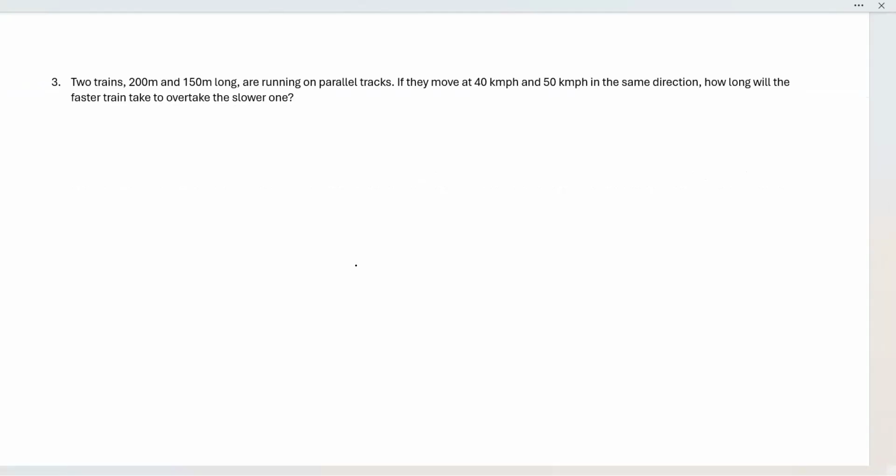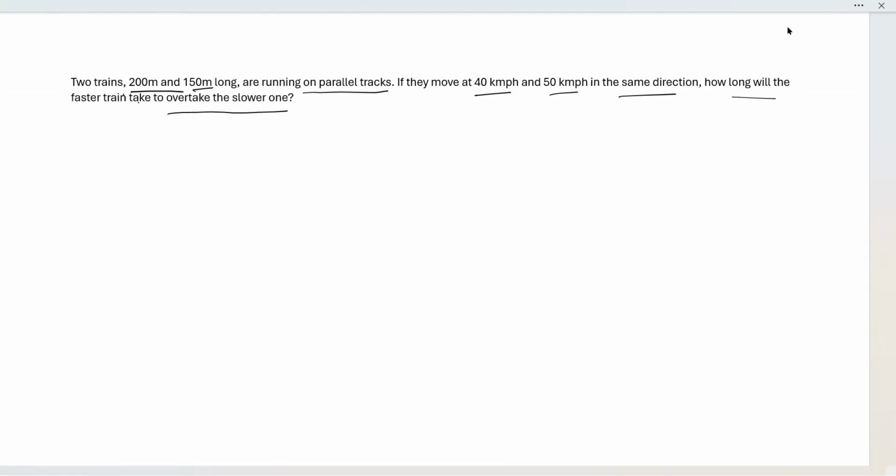Okay. So this question says two trains, 200-meter and 150-meter long, are running on parallel tracks. If they move at 40 km per hour and 50 km per hour in the same direction, how long will the faster train take to overtake the slower one? Okay. So overtake also means crossing each other, completely crossing.